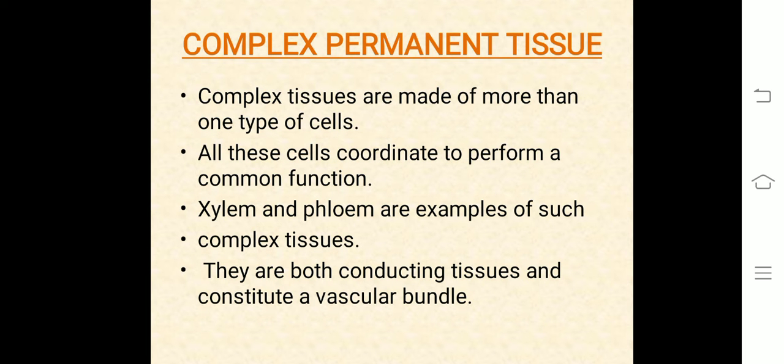Complex permanent tissue. Complex permanent tissues are those tissues that are made up of more than one type of cells. All these cells coordinate to perform a common function. Complex permanent tissues are of two types, xylem and phloem. Both the xylem and phloem are conducting tissues and therefore constitute a vascular bundle. Vascular bundle is a part of the transport system in plants.